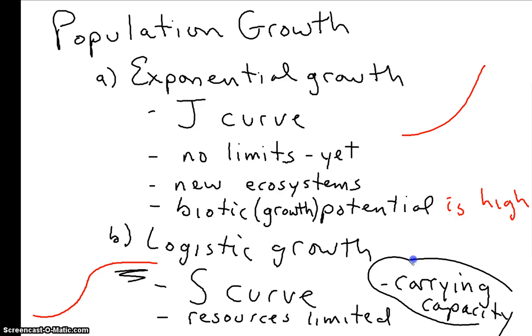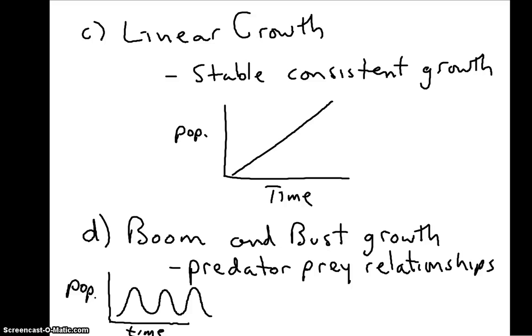So that's the ability of an ecosystem to support individuals. And if resources are limited, every habitat will have a certain carrying capacity that they can support. The next one that I hadn't mentioned before, but we can talk about, is linear growth. So here's kind of the straight line. This is just stable, consistent growth. You don't see this very often in nature.